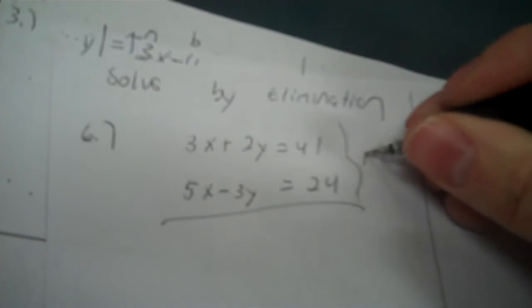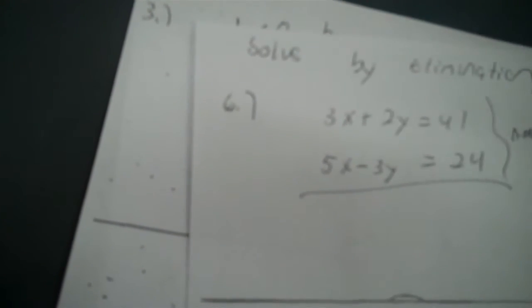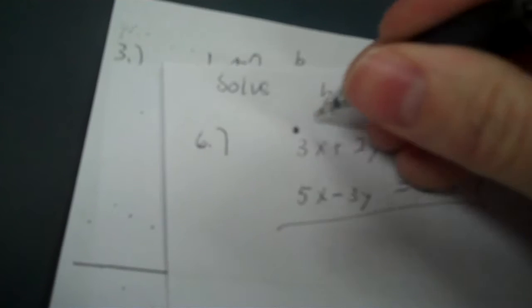Now you can't find a letter by itself. So if we can't find a letter by itself, we need to try to add the equations together. So 3 plus 5 is 8, 2 plus negative 3 is negative 1, and you can't add them, you can't subtract them, it ain't going to work, okay? So, better multiply that by 5, and that by 3, okay?